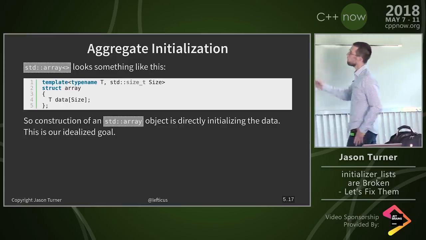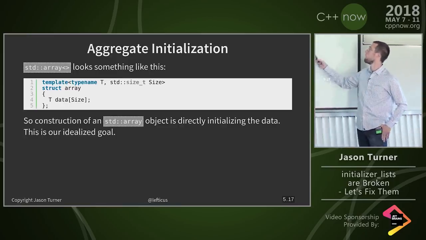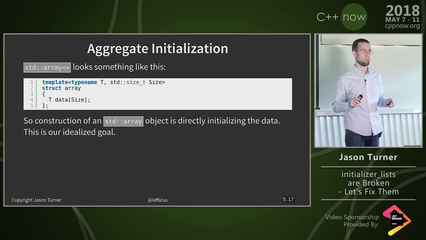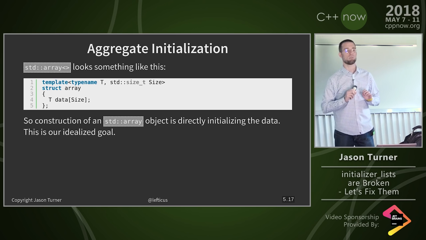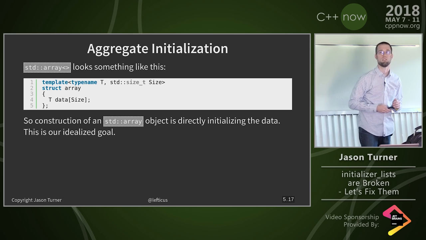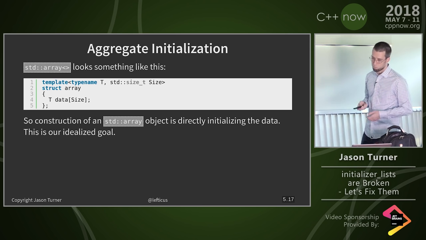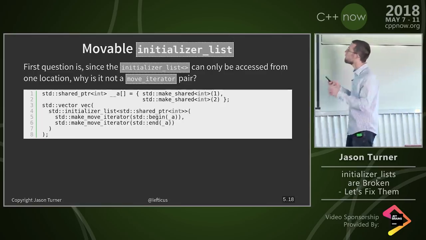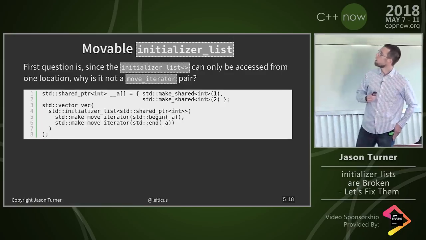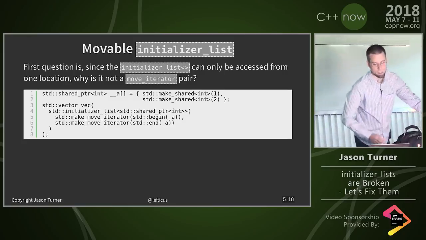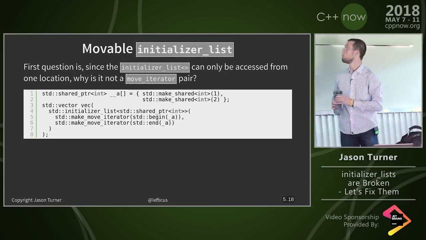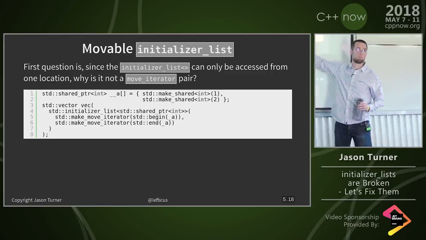So if we have our array, then our construction of the array object is directly initializing the data in there. This is the truly idealized goal. This is the absolute best possible case that we could get to. It's probably not going to happen, but it's our best bet. All right, now. First question is, why is the initializer list not movable?